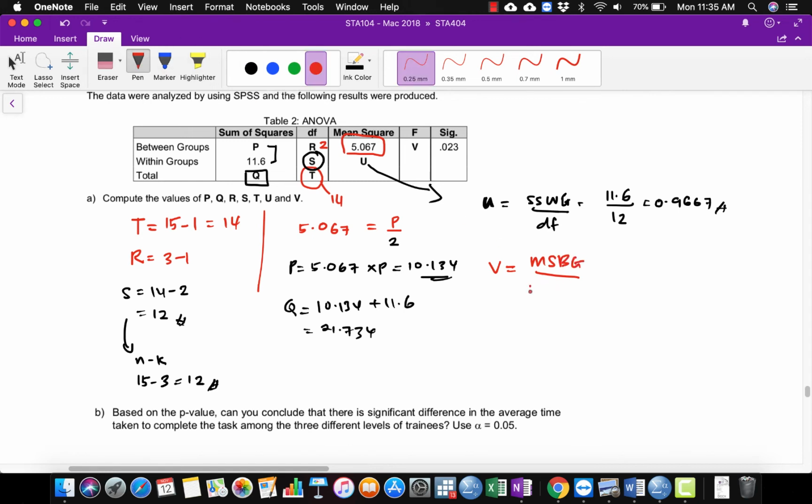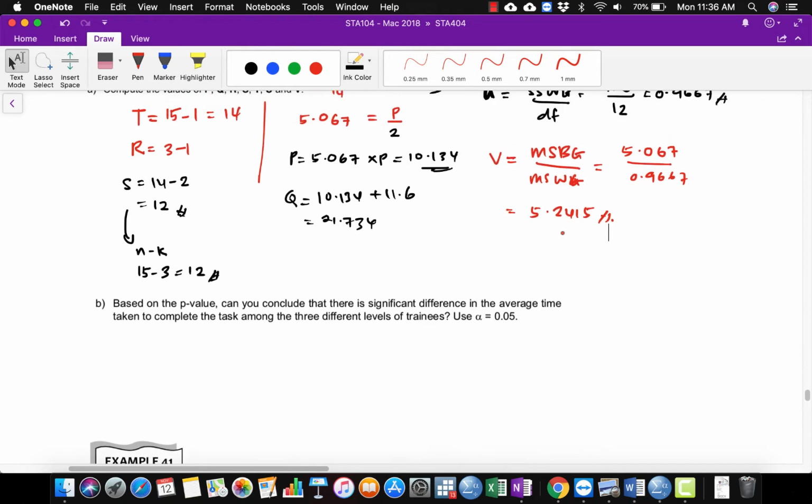Mean square between group divided by mean square within group. So it's equal to 5.067 divided by 0.9667. This one should be equal to 5.2415. So we complete the first task, right?